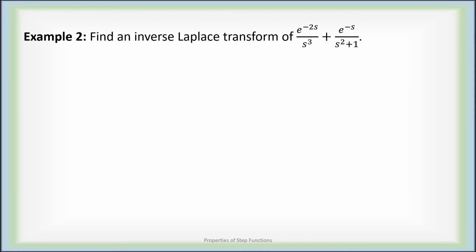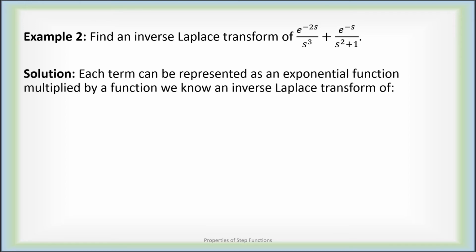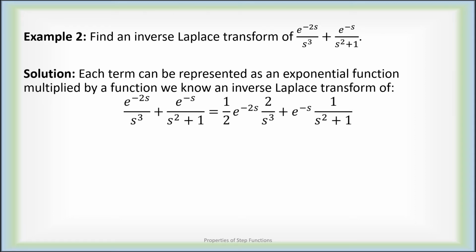As a second example, let's find an inverse Laplace transform of e to the minus 2s over s cubed plus e to the minus s over s squared plus 1. Now each of these terms looks like an exponential function multiplied by something a little more familiar. Specifically, the first term, 2 over s cubed, very closely matches a formula in any table of Laplace transforms, so factor out a 1/2 to introduce that 2. And 1 over s squared plus 1 by itself will appear in any table of Laplace transforms.